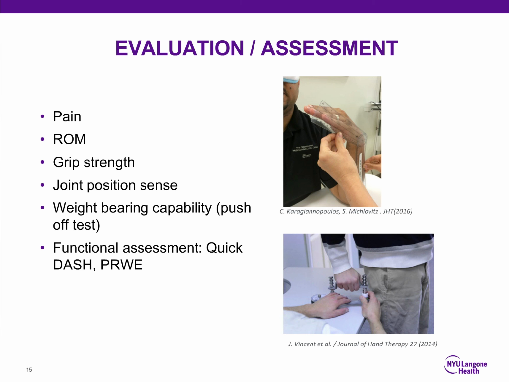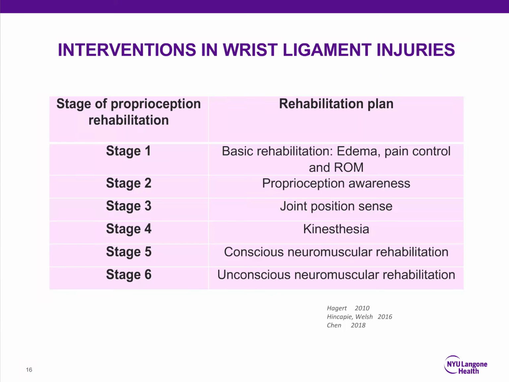Our evaluation starts with evaluating pain. We usually use the subcomponent scale of the patient-rated wrist evaluation, because that gives us information about the pain when the patient is bearing weight on the wrist, when he's doing certain activities of daily living, range of motion, grip strength, joint position sense. The capability of weight bearing that we can do using the dynamometer is called the push-off test. You can see it in the bottom right. And the functional assessment using the QuickDASH and the patient-rated wrist evaluation.